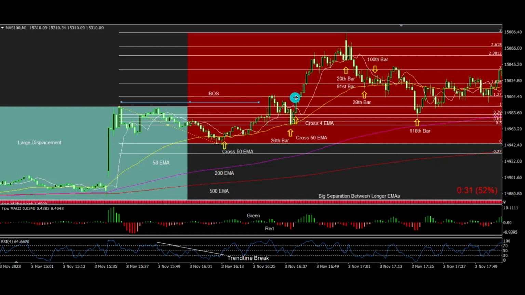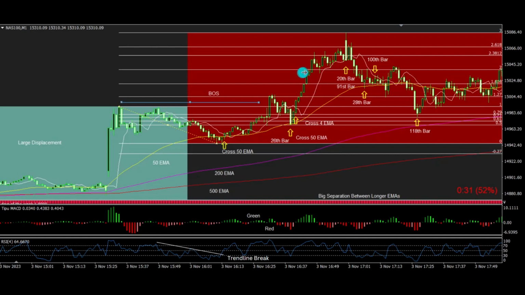And as we see after this 50 EMA cross, price skyrockets to the upside, and after 1, 2, 3, 4, 5 bars, it hits the 1.618. You might be tempted to exit here, but since price has separated from the 4 EMA so far, we can guess that it will continue to move at least to the 2 level.